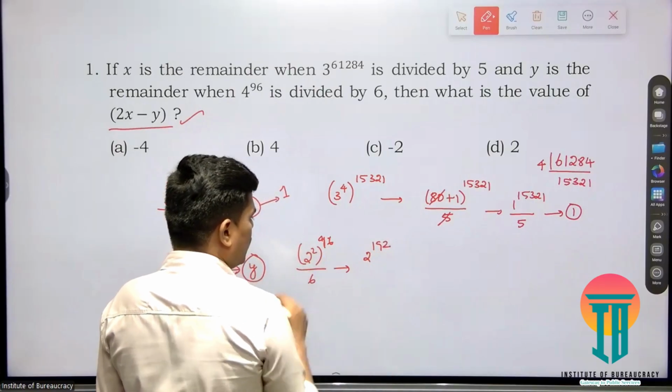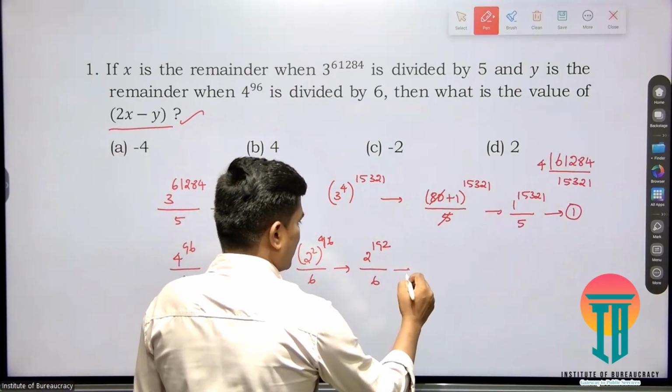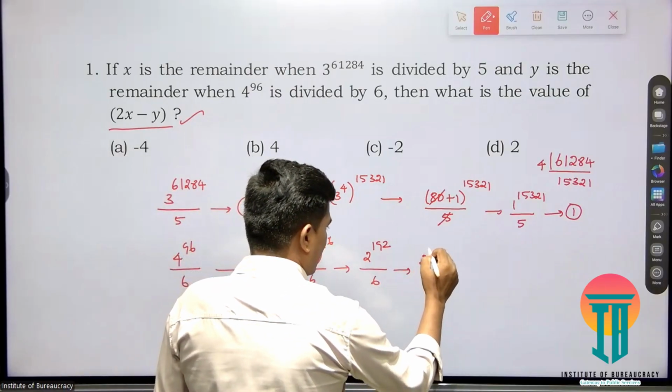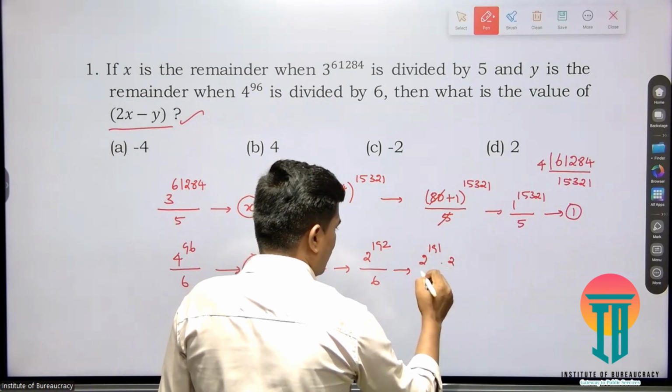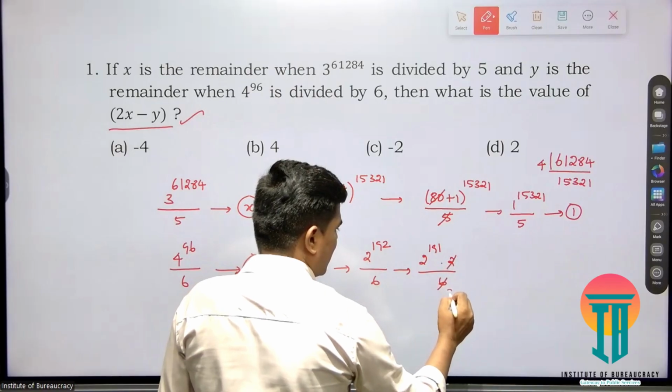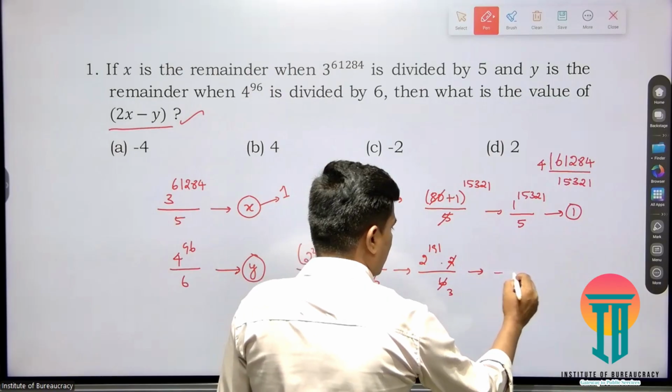2 into 96, 192 divided by 6. This means you can write 2 power 191 into 2 divided by 6. What is that? One 2 gets cancelled, so it becomes 3 now. The divisor is going to become 3.